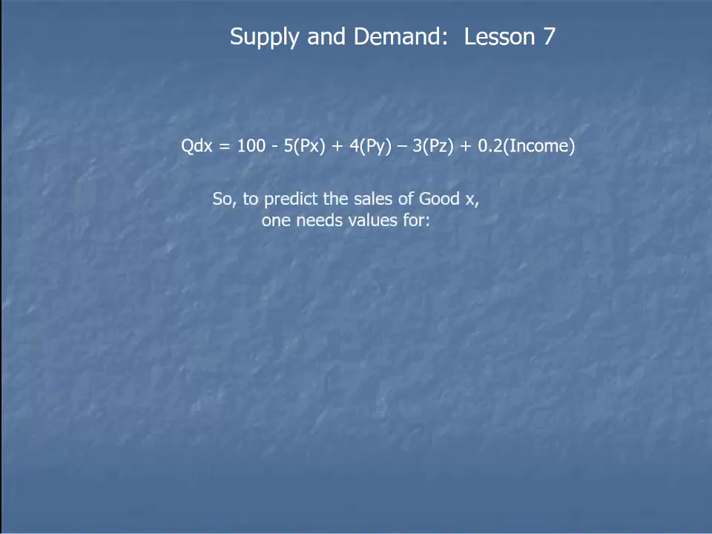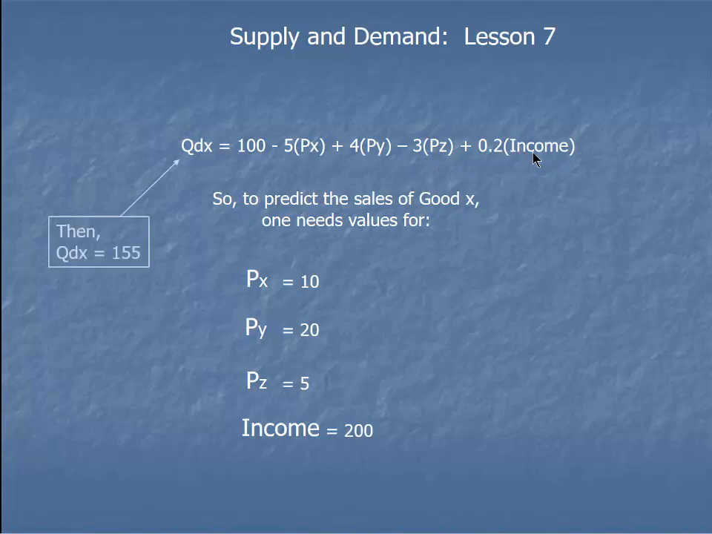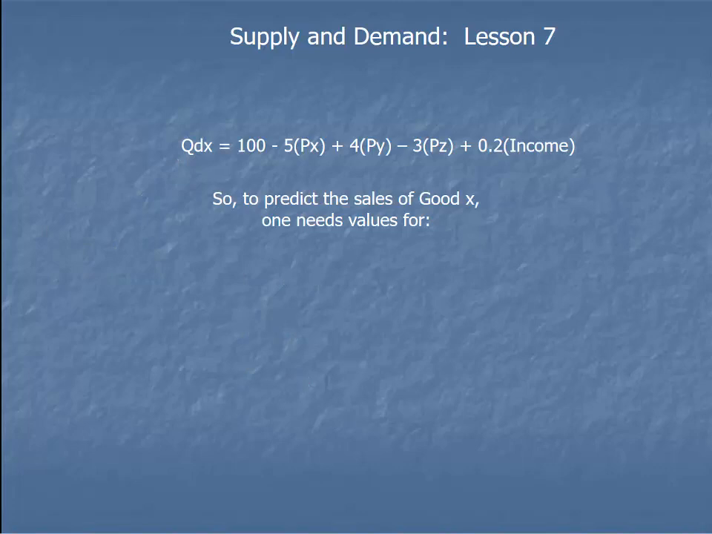Now, we can predict the sales of good X. To do that, we need values of these things. So we could just put in some values. I'm just going to make them up. Let Px, Py, and Pz have these values. Px can be 10, so we're going to put a 10 in there. Py is 20. Pz, just making it up now, is 5. And let income be 200. So when I put those numbers in there, you can check my work. Put those numbers in for these right-hand side variables and stick it in your calculator. You should find that QDX is 155.